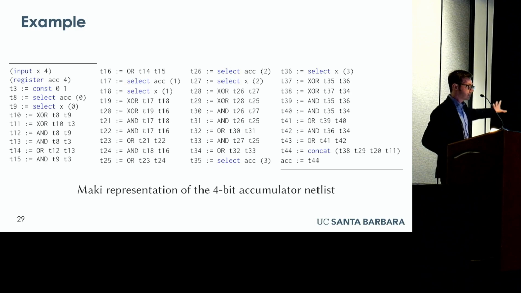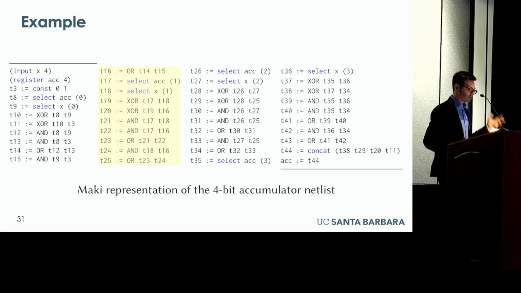This is that 4-bit accumulator netlist in our Maki IR. It looks like an SSA form IR, and it is in SSA form. At the top, we have some port and register declarations, and the main body is these statements. These statements are a one-to-one translation from the nodes in the netlist graph. These are all different wire operations, and we just declare an intermediate wire for each one, so we can directly translate a netlist into this SSA form.